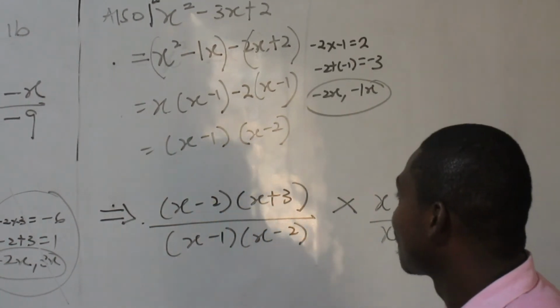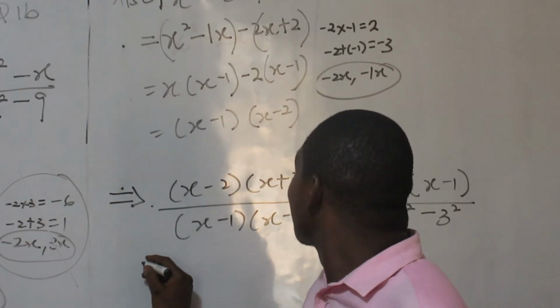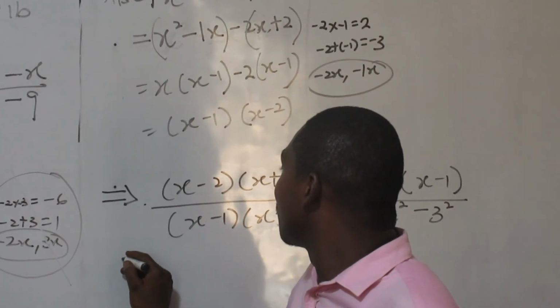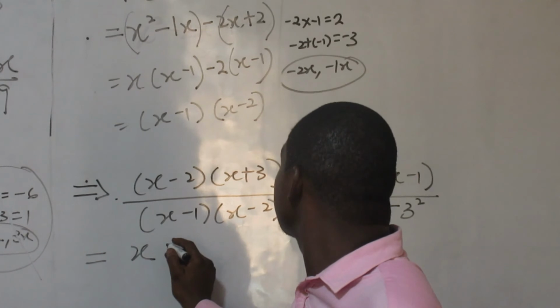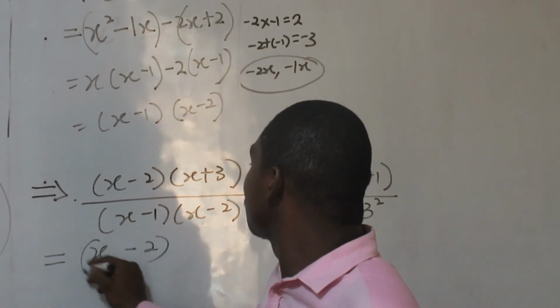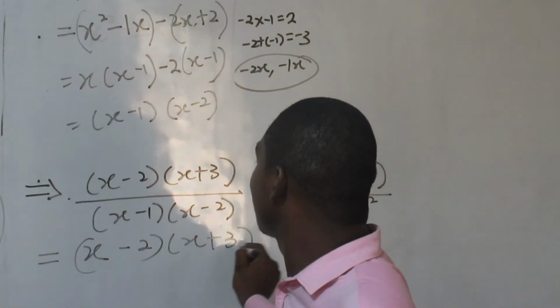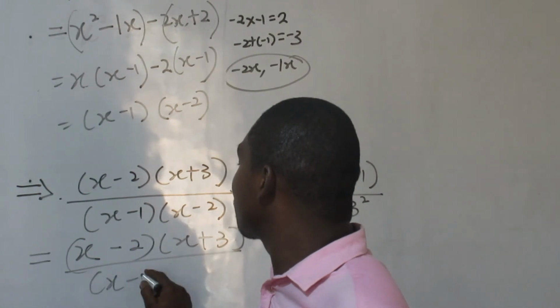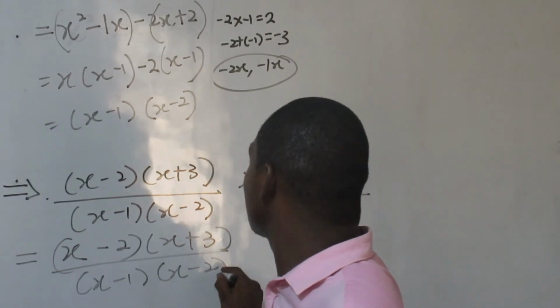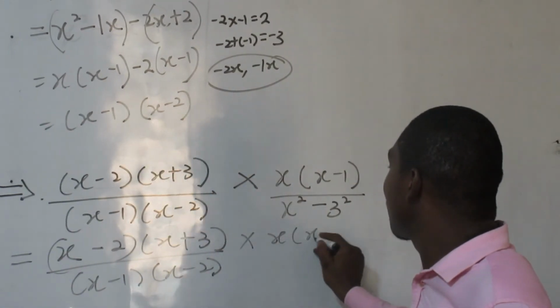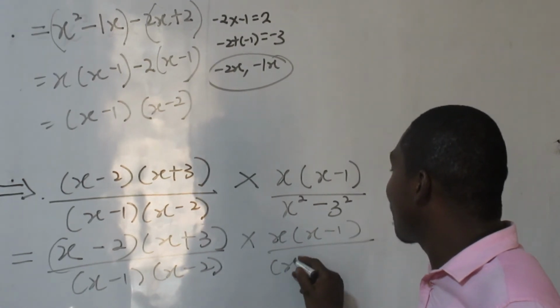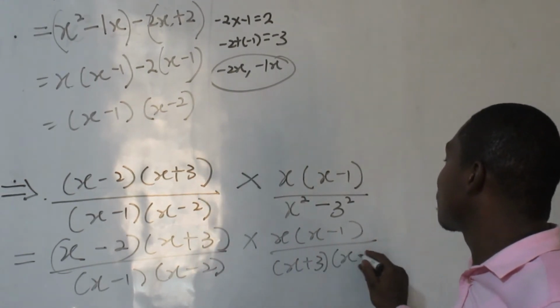Good. Now, so you are going to get x minus 2, x plus 3. Here we have x minus 1, x minus 2, times x out, x minus 1. Then you have x plus 3, x minus 3. Good.